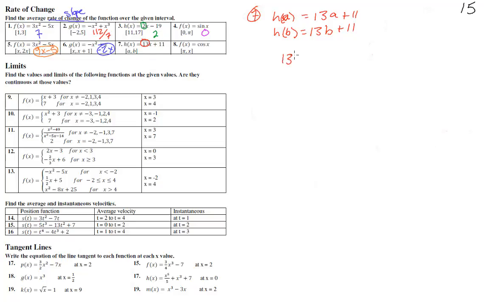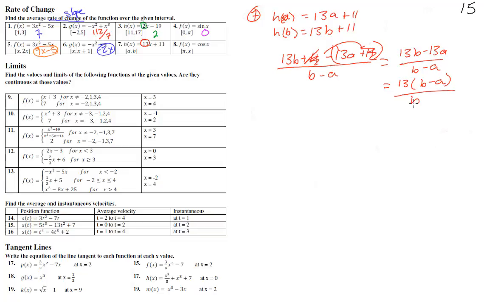So y minus y over x minus x. Good. So we jump that in. The 11 minus the 11's there, and we get 13b minus 13a all over b minus a. Yeah, we can factor that 13 out of the top, b minus a over b minus a, and look at what goes away. And we're left with the number 13. Indeed, that's correct. Cool. It worked.